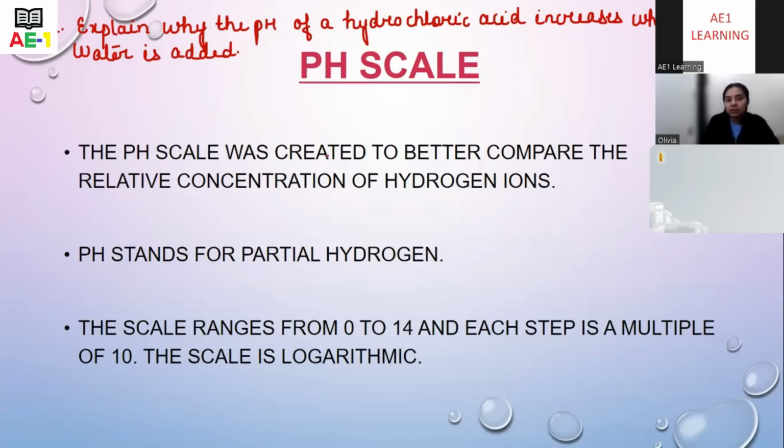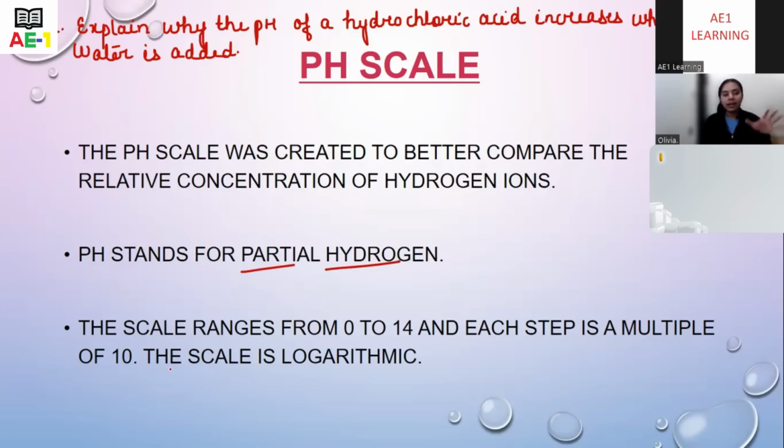The pH scale was created to better compare the relative concentration of hydrogen ions. So why was this scale created? It was created to know the concentration of hydrogen ions in a solution. Let's say we have any liquid and we want to determine how many hydrogen ions are present in it. For that purpose, we created the pH scale. The full form of pH is partial hydrogen.